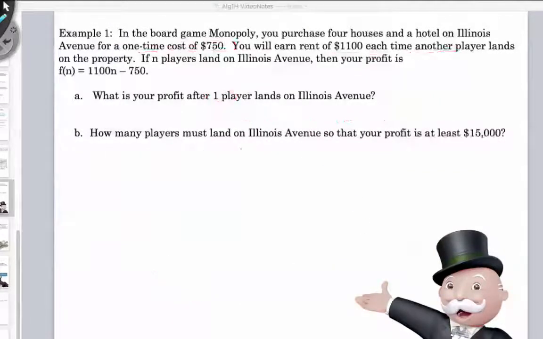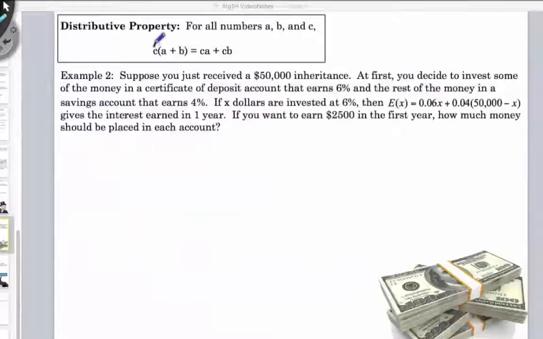All right, let's take a look at our second example. This tip on solving equations called the distributive property should be very familiar to you. Remember to distribute any number out in front of a set of parentheses. Now, in example 2 here, we're given $50,000 as inheritance, and we want to deposit some of that money so that it starts to earn interest. One part is going to earn 6% interest, and the other part is going to earn 4% interest.